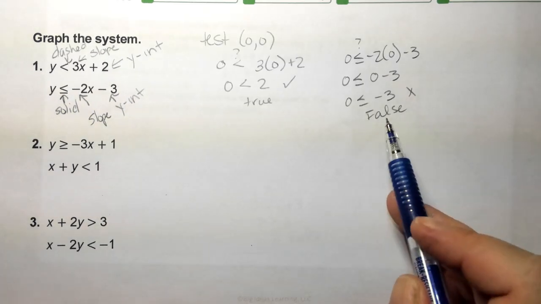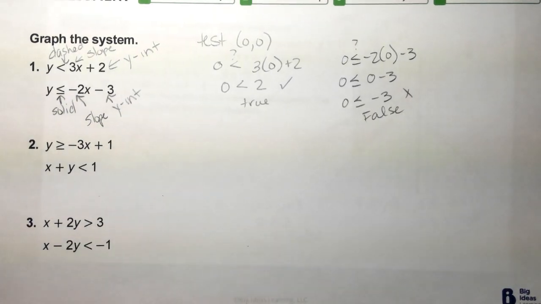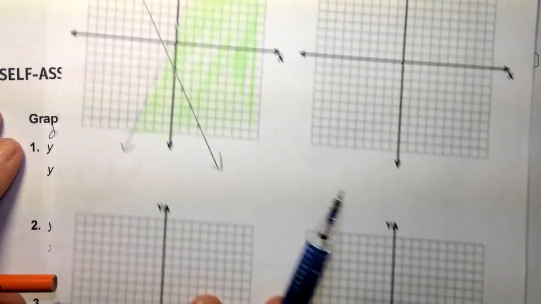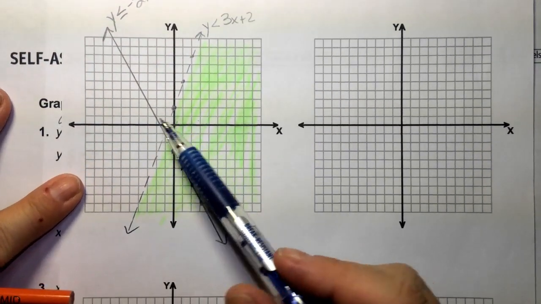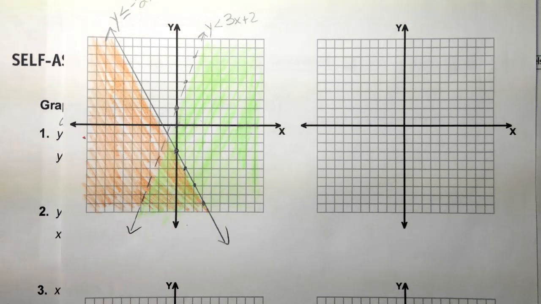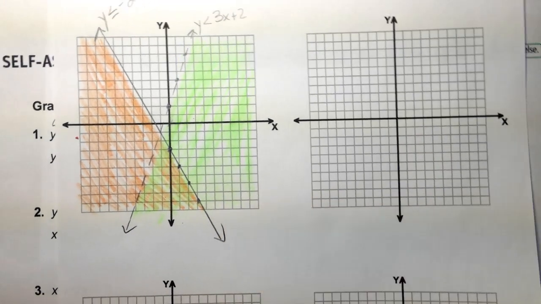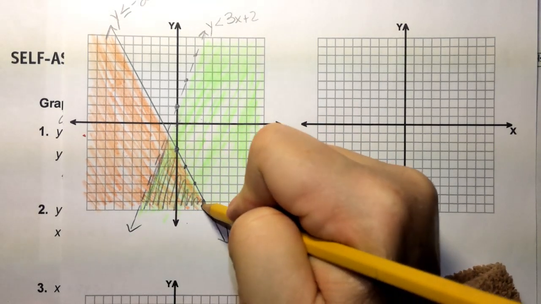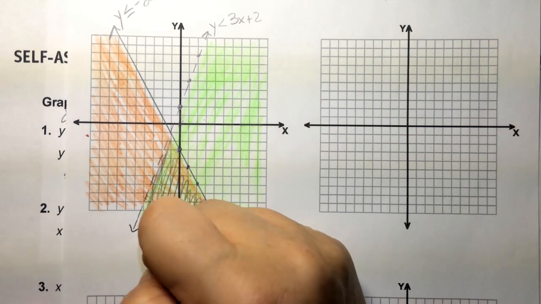Okay, so when I tested it in this one, it was false. So what does that mean? That means we shade the side that does not include it. So we're going to shade this side. Alright, so we have that shaded. So what does this mean? This means this overlapping portion right here is our solution set.